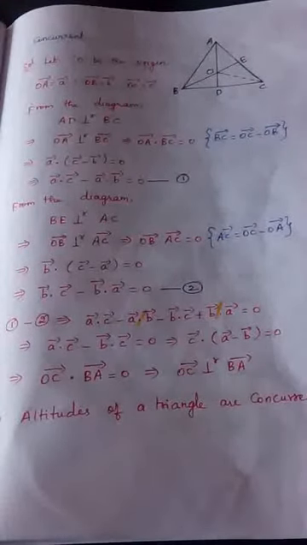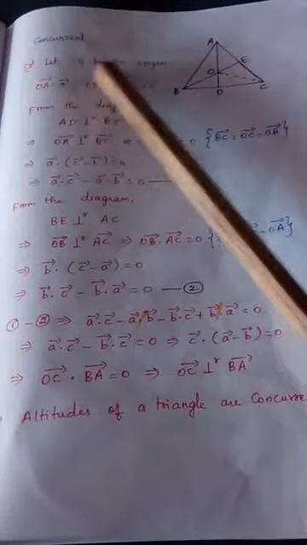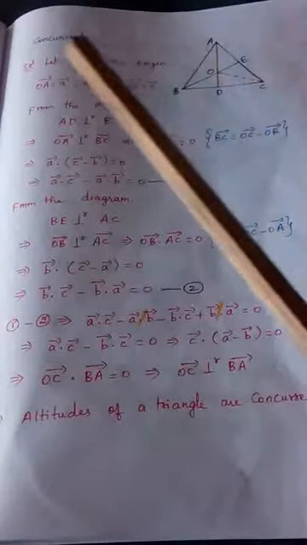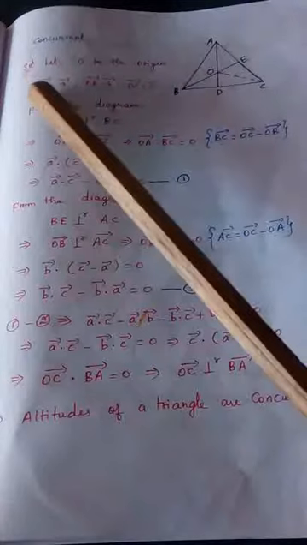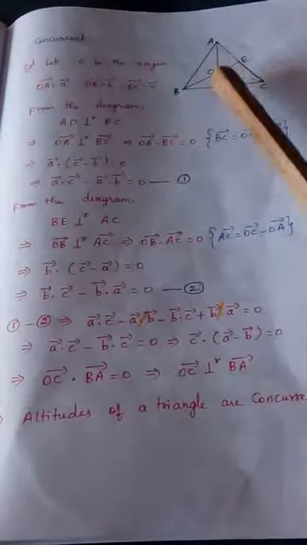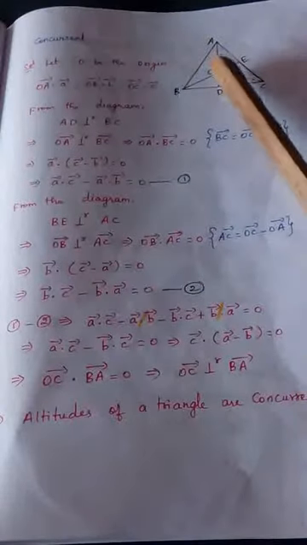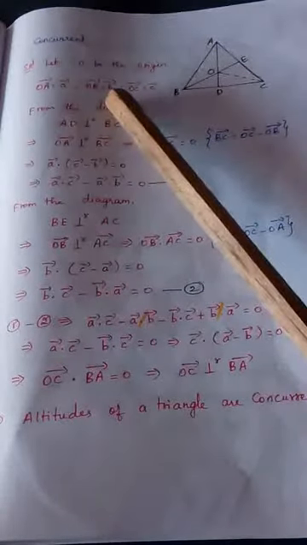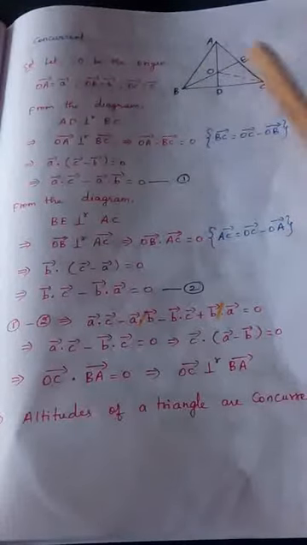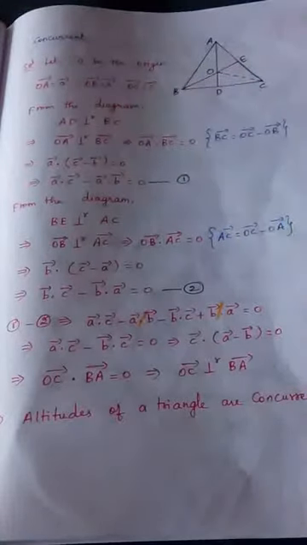For that, first we will start like this. Let O be the origin. This is the starting point. Let O be the origin. Usually we will take the OA vector as the A vector. We are giving a symbol, A vector. OB vector is taken as B vector. OC vector is taken as small c vector.